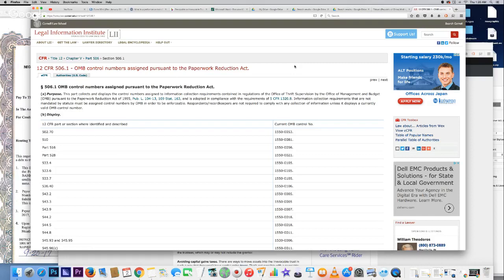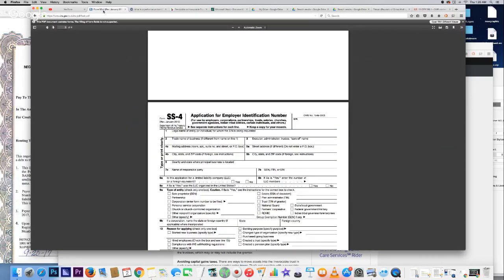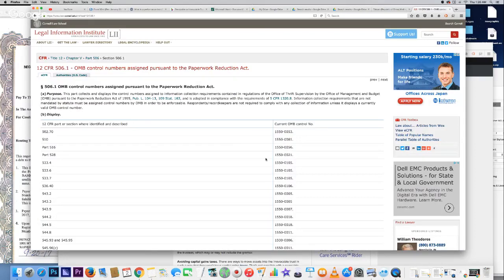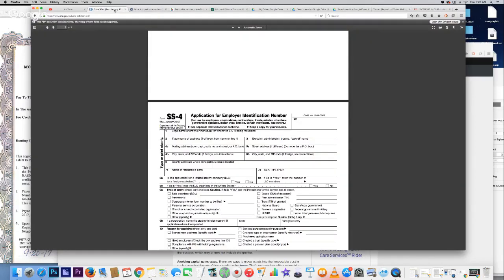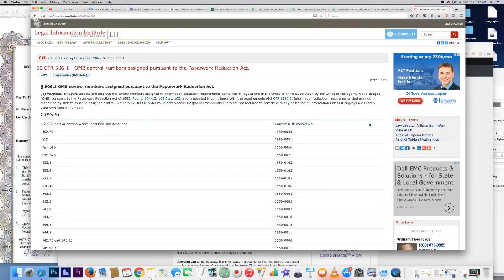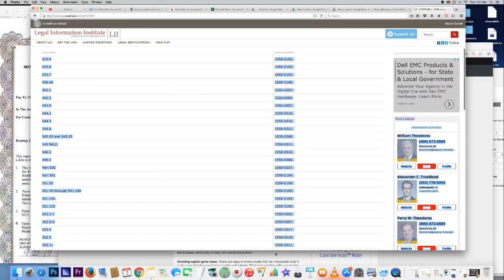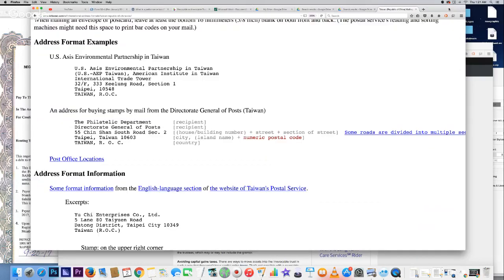So, information collection requirements. Remember, that's what's going on right here. They're collecting information. Information collection requirements that are not mandated by statute. They're telling you these are not mandated by statute. Those that are not mandated by statute must be assigned control numbers by OMB in order to be enforced. Respondents and record keepers are not required to comply with any collection of information unless it displays a current and valid OMB control number. And you see different control numbers right here. Now, that's all I'm saying about that. But just pay attention to stuff like that.